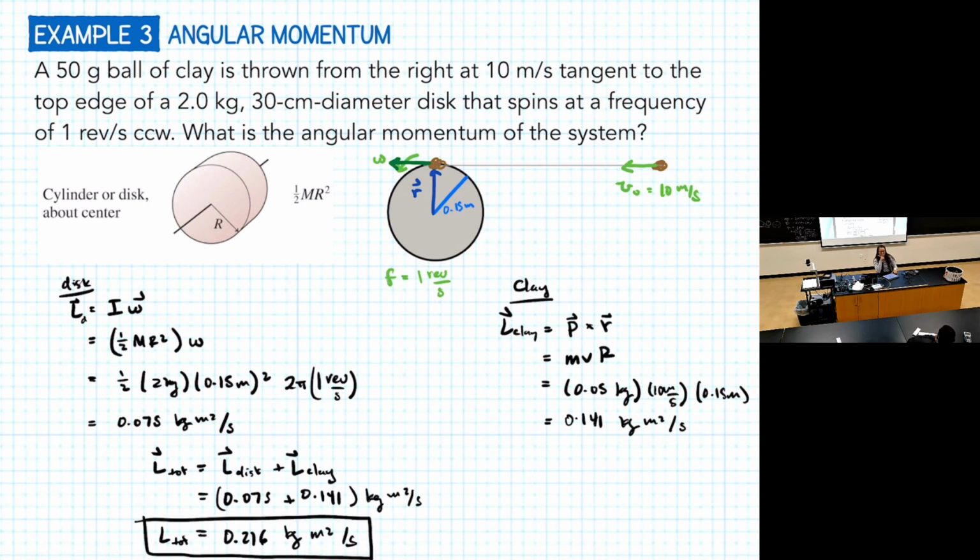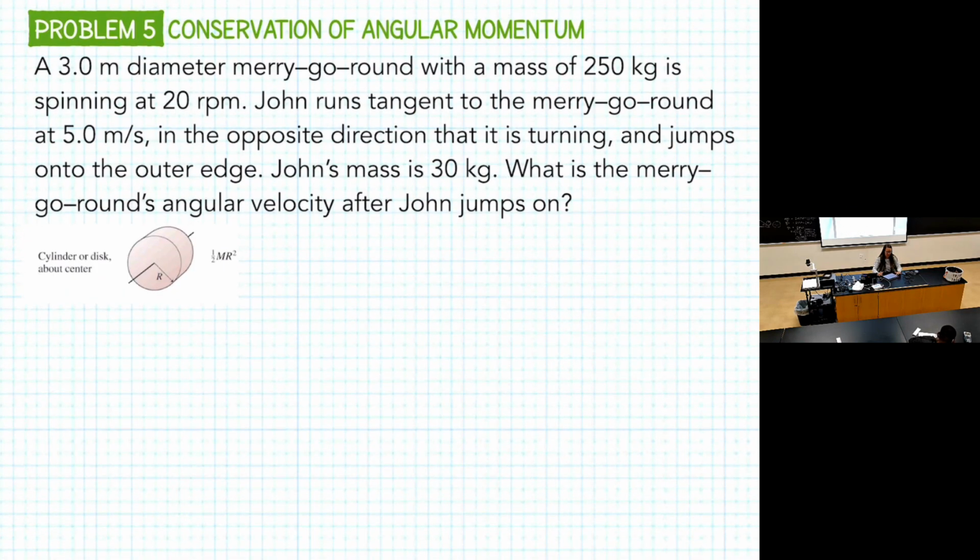Okay. So we're just adding up momentums. It's just like what we were doing before. Each object has its own momentum. You calculate them and add them up. It's just a little bit more complicated to calculate angular momentum than it is to calculate linear momentum. Okay. We'll try another one of these where we actually solve a problem.